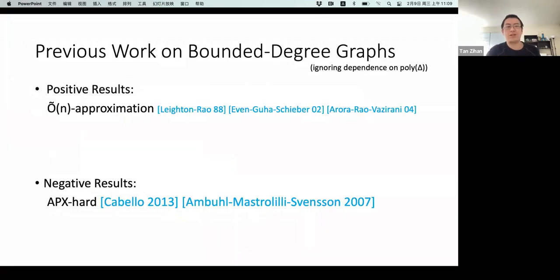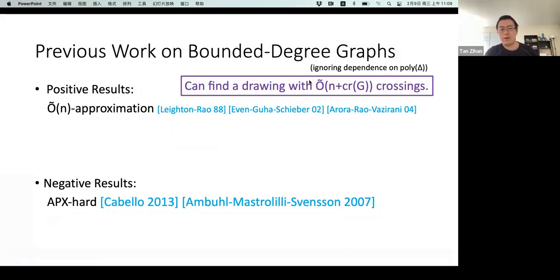So let's look at some previous work on bounded degree graphs. In the general case, the strongest hardness result is still only APX-hard. For a long time, the strongest approximation algorithm gets an Õ(n) approximation. It comes from the celebrated paper by Leighton and Rao, in which they prove that there's an algorithm that finds n plus CR joins. This translates into an Õ(n) approximation. There are later papers that shave off some log factors.